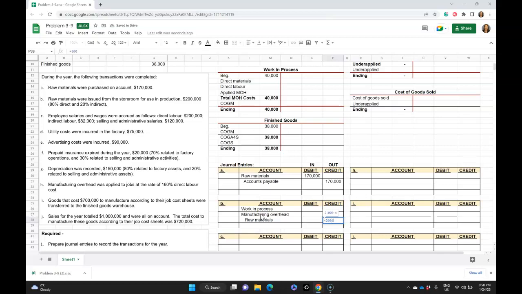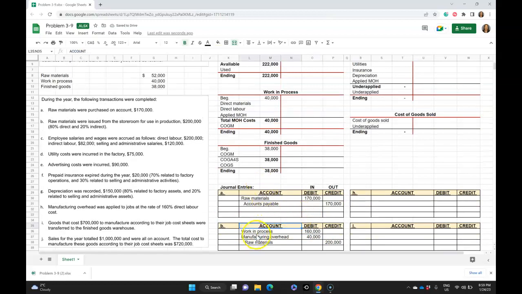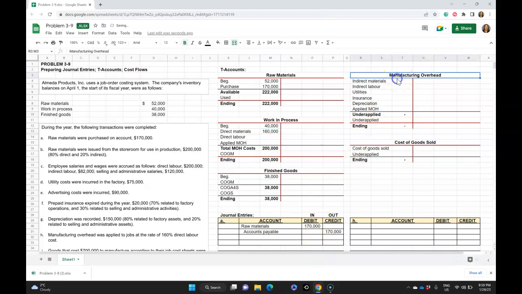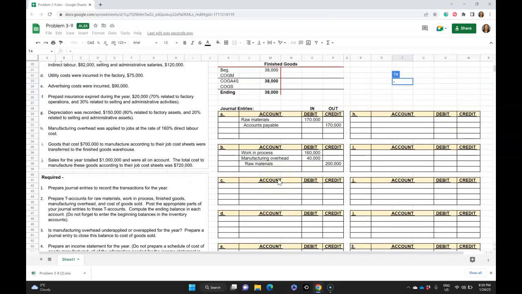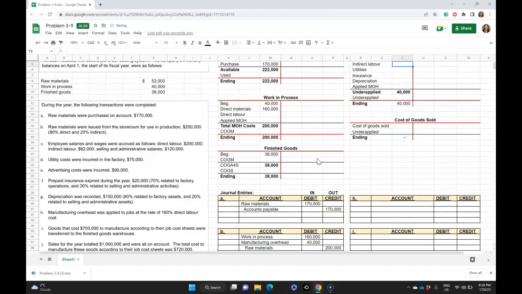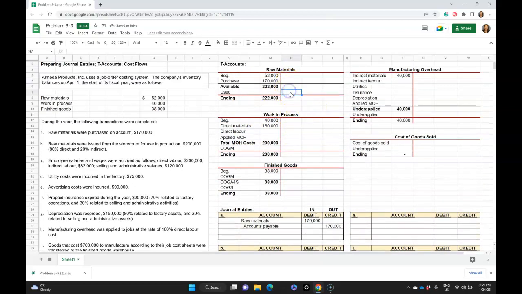So I've got 200,000 coming out, and the direct materials was 80% of that, so I'll just take 200,000 times 80%. And then the manufacturing overhead was 200,000 times 20%. There we go. So I'll put the work in process, the 160,000, in. That's going into the work in process. The manufacturing overhead in is the 40,000. And then the raw materials out is the 200,000. So that's what we used.